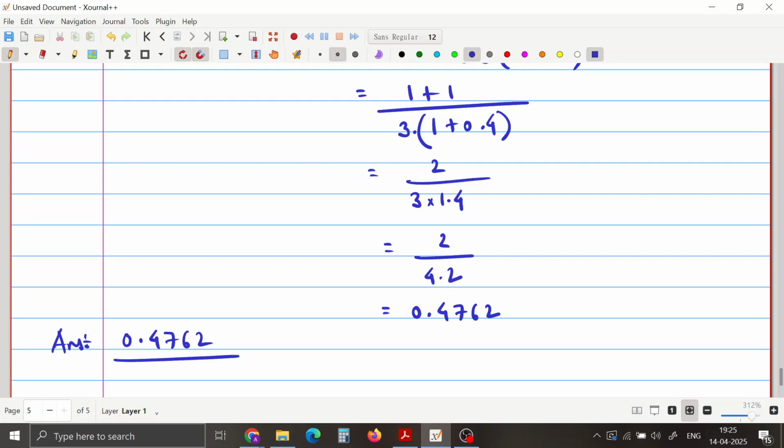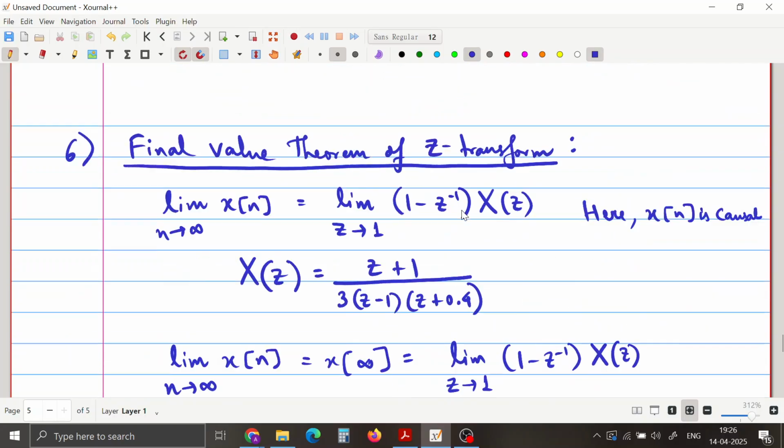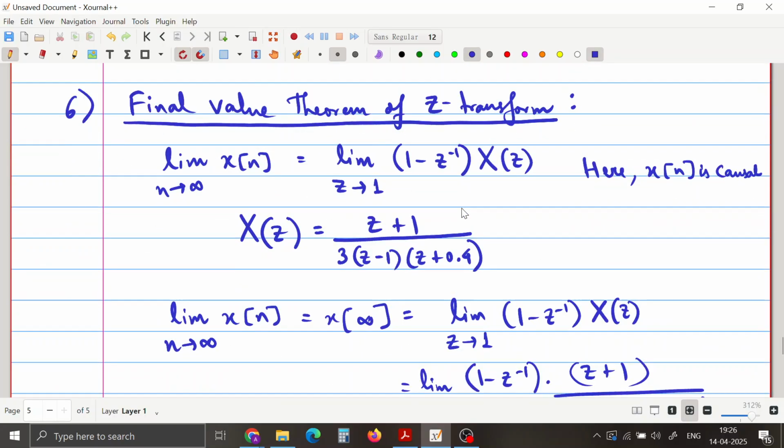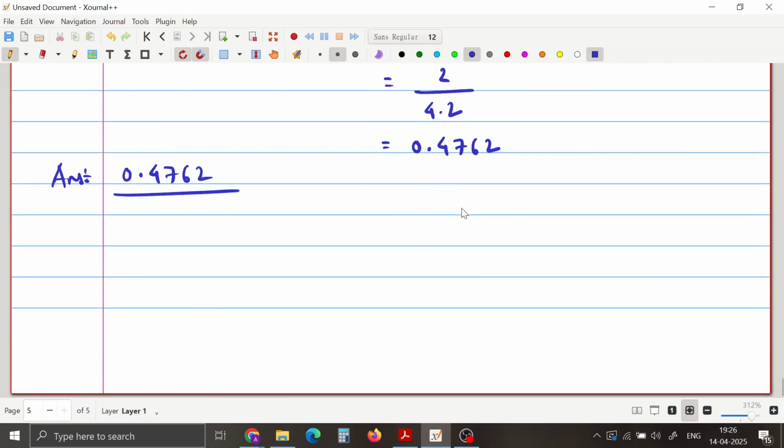So you can expect these kinds of questions in numerical answer type questions, where you won't have any options. These are not MCQ questions. You have to just write the final answer, the numerical value. Maybe you can be asked to round it off to certain decimal places. So this is the initial value theorem as well as final value theorem.